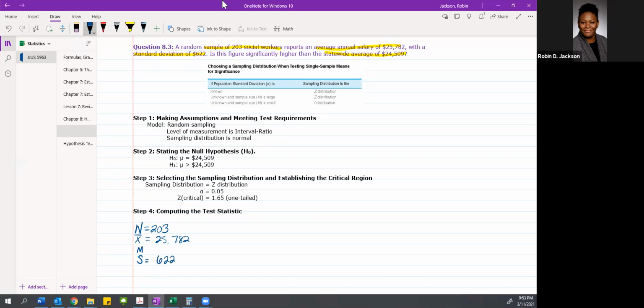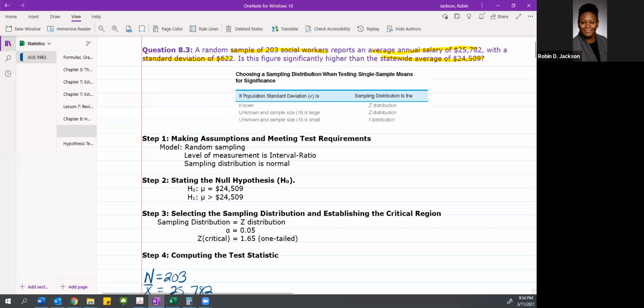All right. And then it says, is this figure significantly higher than the statewide average of $24,509? Because the state, that's our population. All right. So I'm going to come back, but first we're going to look at this information here in this table. Let me zoom in so that we can all see this a little better.